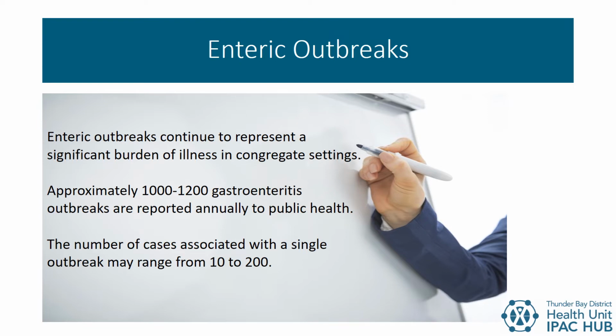Enteric outbreaks continue to represent a significant burden of illness in congregate settings. Approximately 1,000 to 1,200 gastroenteritis outbreaks are reported annually to public health. The number of cases associated with a single outbreak may range from 10 to 200. This can be dependent on the size of the home. Outbreaks may be smaller in size as well. Gastroenteritis outbreaks in healthcare facilities occur most frequently between November and May, but may occur at any time of the year.